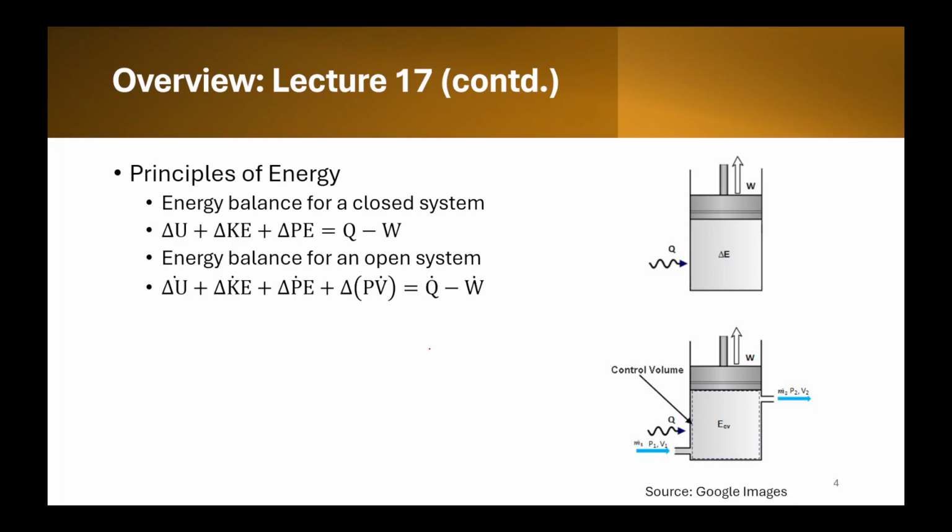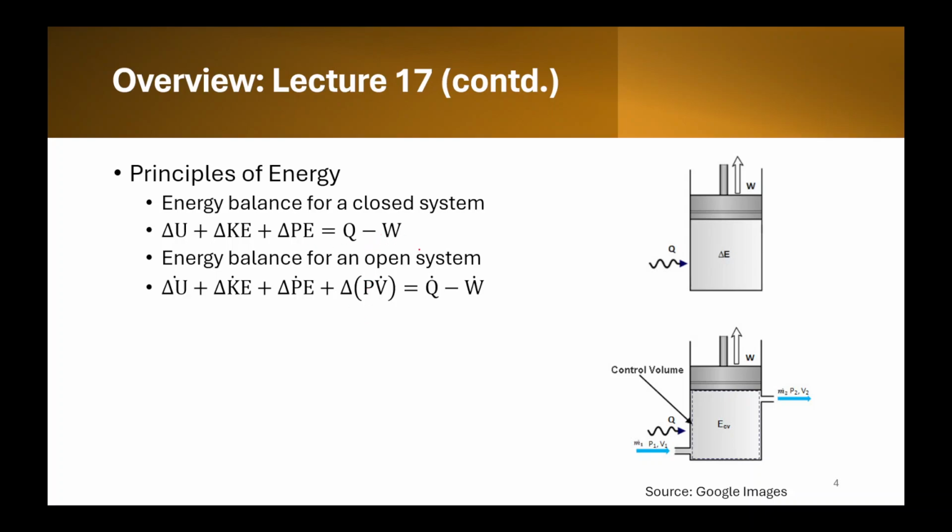The lecture 17 further discusses the principles of energy, and in that it further discusses the energy balance for a closed system. This is a closed system shown here. It can exchange energy, however, no mass can be exchanged. So here we see that the change in internal energy plus the change in kinetic energy plus the change in potential energy equals heat minus work.